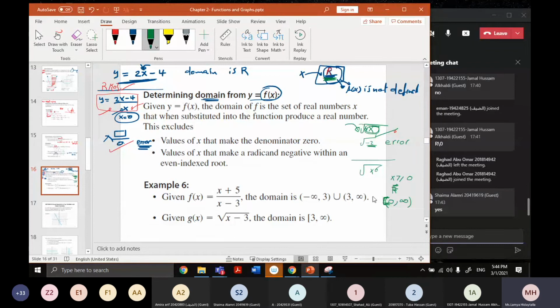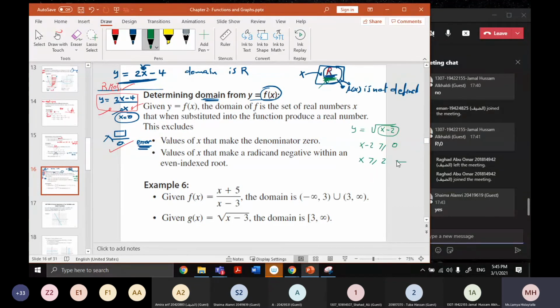Okay, what if the function was not only x? What if the function was like this, square root of x minus 2? So y is equal to this. What is the domain? From where are you going to pick your x? Is it all real numbers? No. Under the square root, x minus 2 should be greater than or equal to 0. That is, x should be greater than or equal to 2.